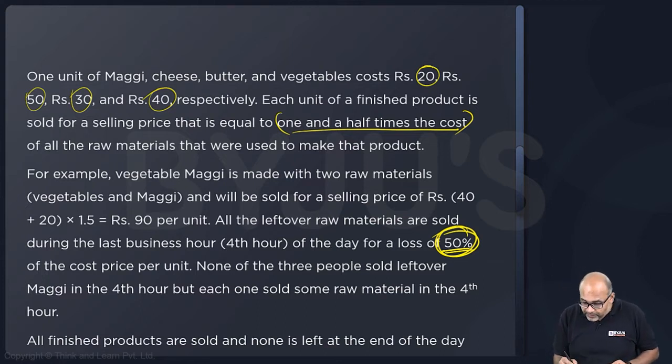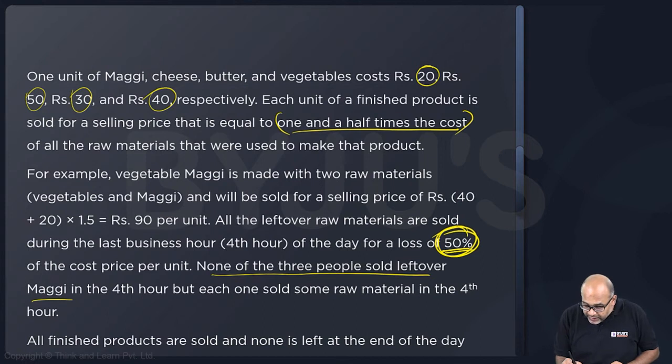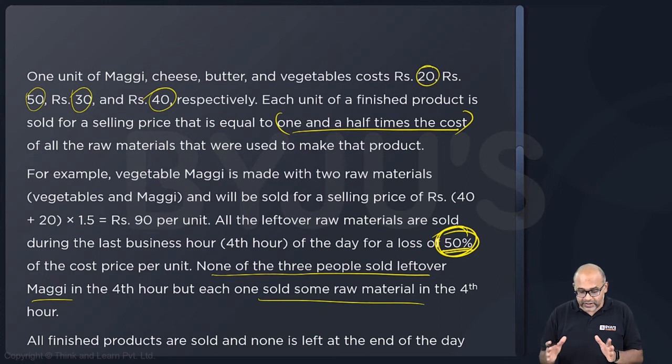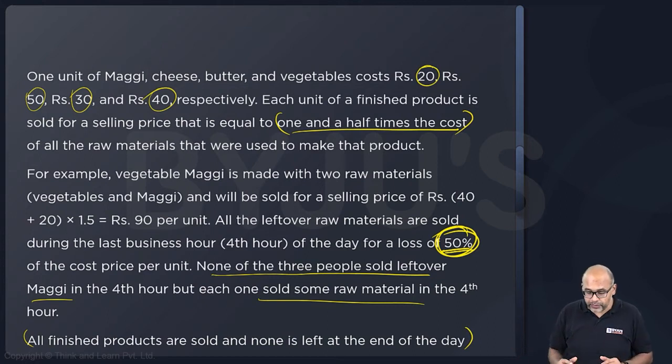Also, it is mentioned that none of the 3 people sold leftover Maggi, which means Maggi was not left out. And each of them sold some raw material, so everybody sold some raw material or the other. These are the finer points that have to be kept in mind. At the end of the hour, all finished products are sold and none are left out at the end of the day, which means whatever finished product is made has been sold. So nothing has been sold at half the cost, right? That's basically what has been mentioned.